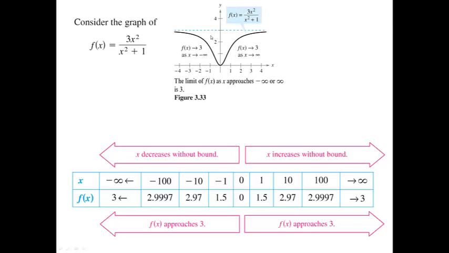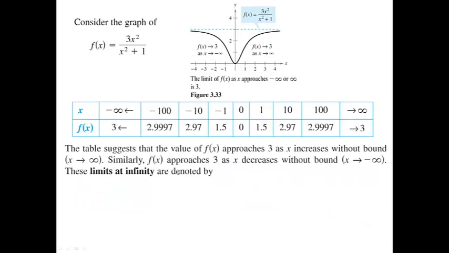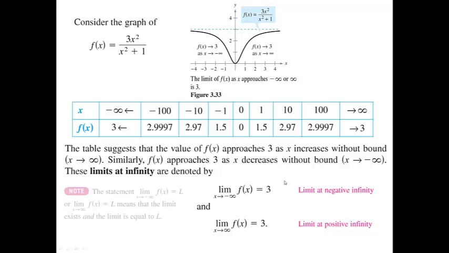Okay, just to show you what the graph looks like. In the graph, as x gets larger and larger in the horizontal direction, that's the x value, the vertical direction gets closer and closer to 3. Okay, in both directions. Alright, so this is just a quick thing here in words, what they're trying to describe: as x goes to negative infinity, f of x goes to 3. And as x goes to positive infinity, f of x goes to 3.